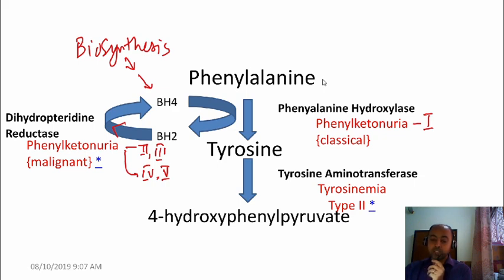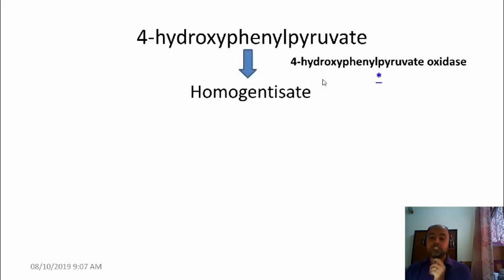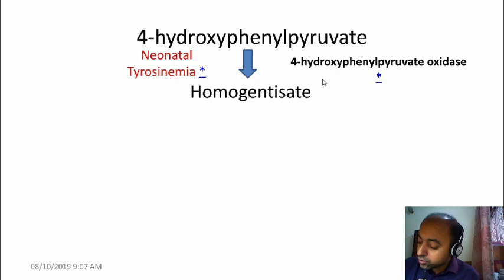So phenylalanine to tyrosine, tyrosine to hydroxyphenylpyruvate. Hydroxyphenylpyruvate is then converted into homogentisate by the enzyme hydroxyphenylpyruvate oxidase. Now here we can have two scenarios. Number one, the enzyme is deficient; the enzyme is not there, or it is less in amount. In that case, we have neonatal tyrosinemia, also known as tyrosinemia type 3. It is the mildest type of tyrosinemia.